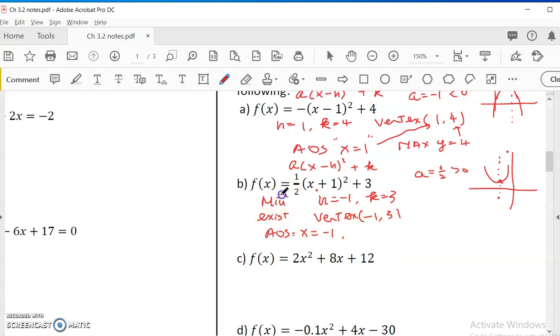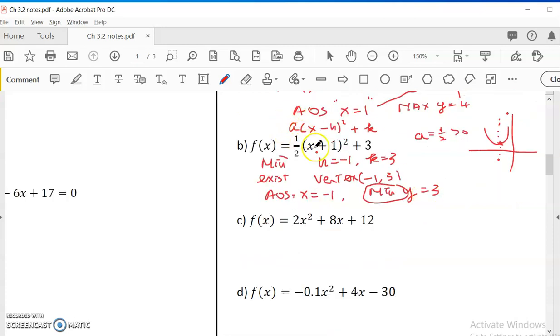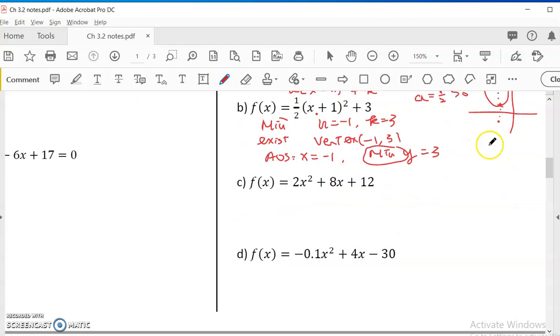And then we say a minimum exists, right? Because it's like the lowest point. Minimum y is equal to 3. Okay, minimum. So by looking at the template of a vertex form, I can graph it really quickly. I know a lot of features about this parabola.